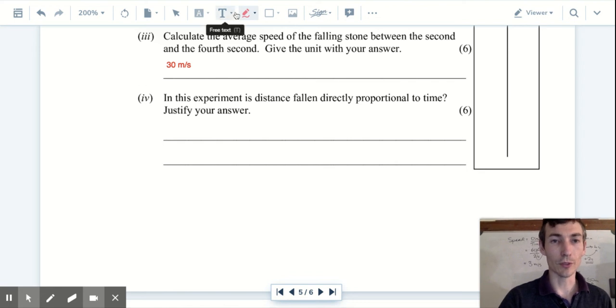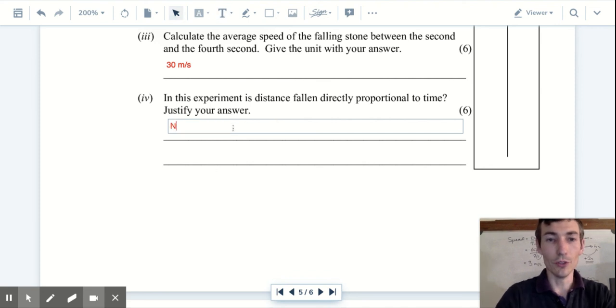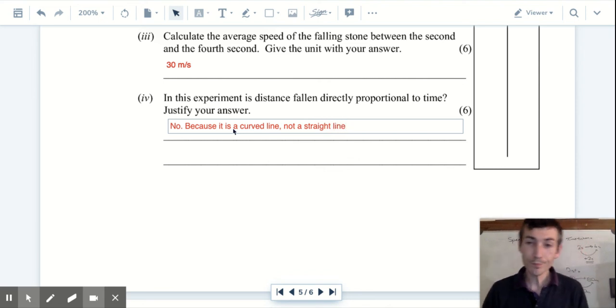So we want to put our answer in here. So no, it is not directly proportional because it is a curved line, not a straight line graph. Okay, I hope you found this useful. And best of luck with the rest of your questions.